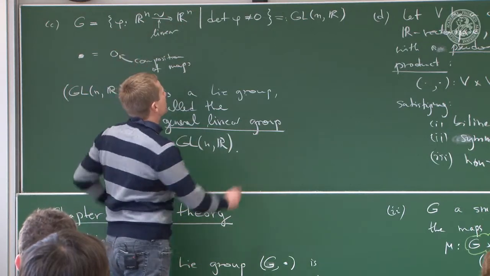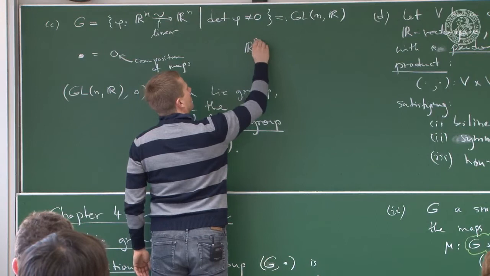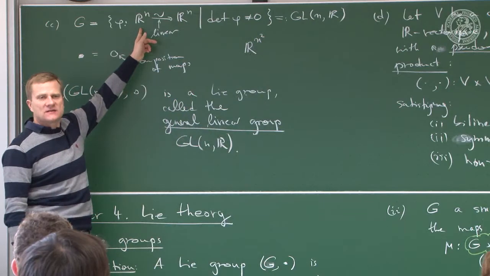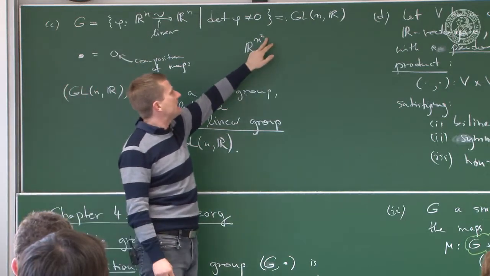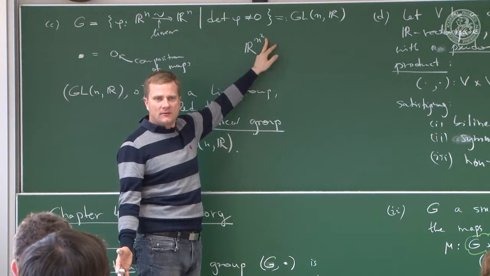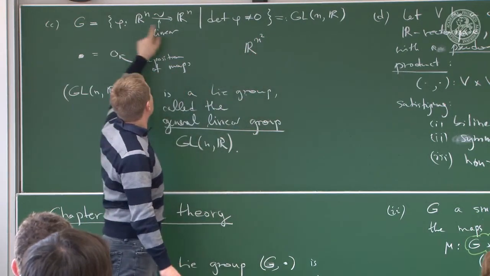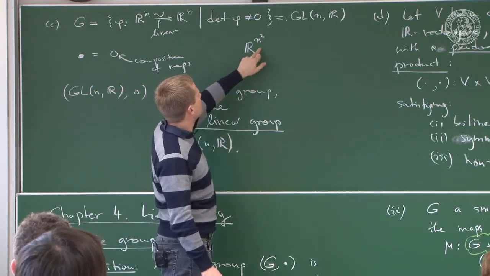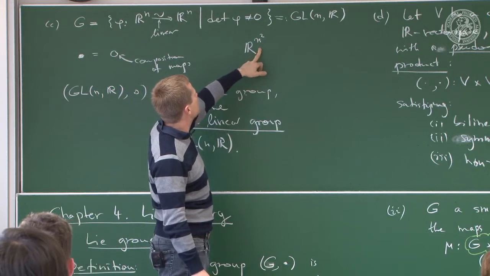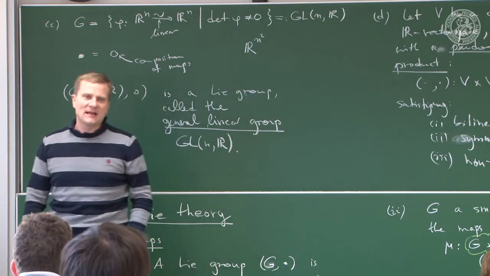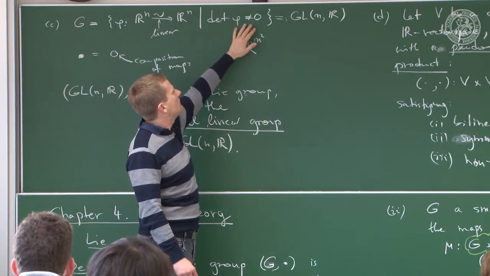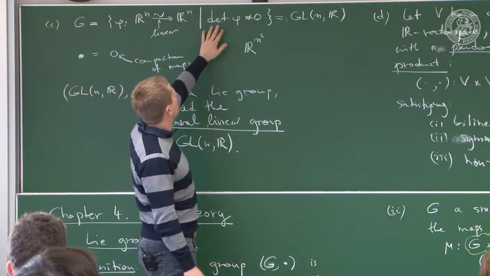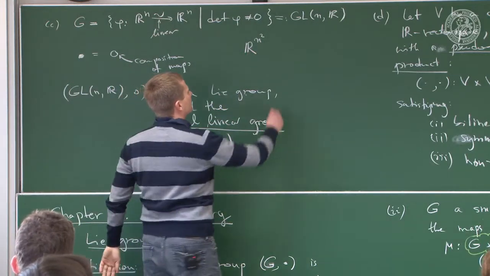These maps can, of course, be represented by n squared many numbers, namely the components of such a map. So R to the n squared is a smooth manifold. We now know how to make this into a smooth manifold. Now, this G isn't this, but it's this without all those n by n matrices where the determinant is 0. But the determinant being non-zero is a so-called open condition. Well, why is it an open condition? Well, because what remains is an open subset of this.